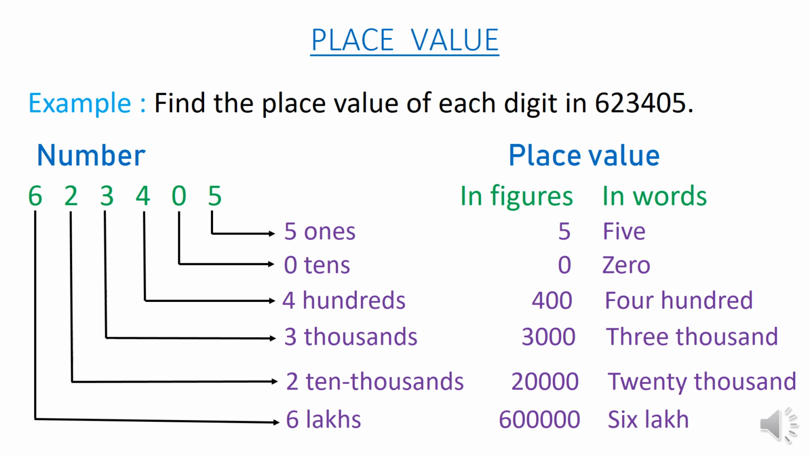So the place value of 5 is 5. The place value of 0 is 0. The place value of 4 is 400. The place value of 3 is 3000. The place value of 2 is 20,000. And the place value of 6 is 6 lakh.